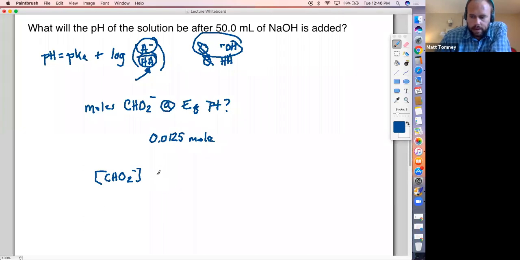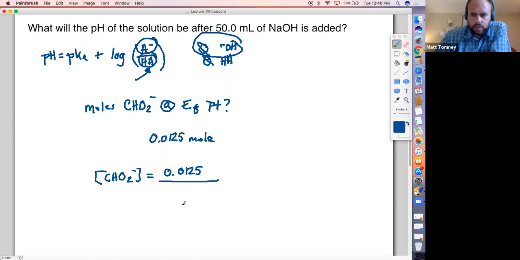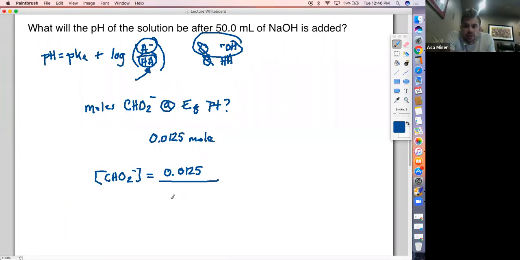of the formate ion? So I should be able to do that fairly easily, because concentration, molarity is moles, well, we just determined that, over liters. Now the question is, what is the liters here? Where do I get that value? The 50 milliliters of NaOH and whatever you started with. Exactly.